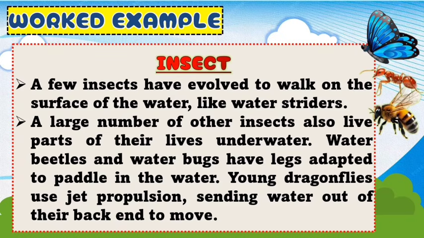A few insects have evolved to walk on the surface of the water, like water striders. A large number of other insects also live part of their lives underwater. Water beetles and water bugs have legs adapted to paddle in the water. Young dragonflies use jet propulsion, sending water out of their back end to move.